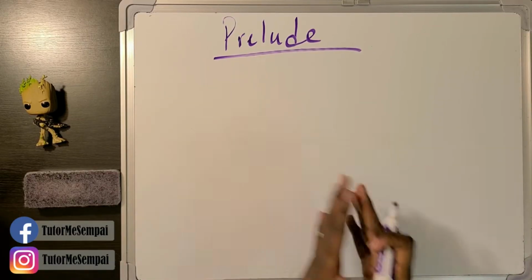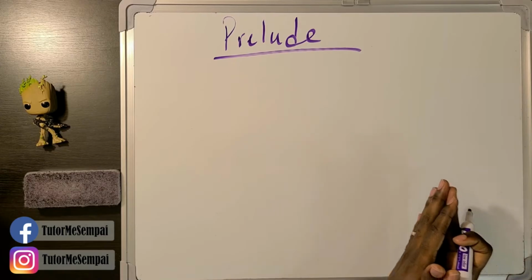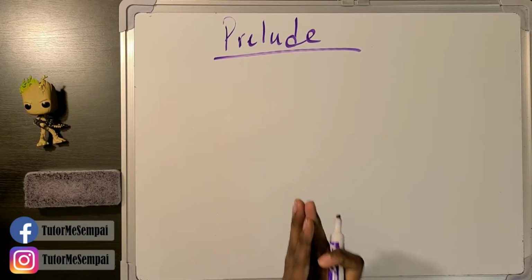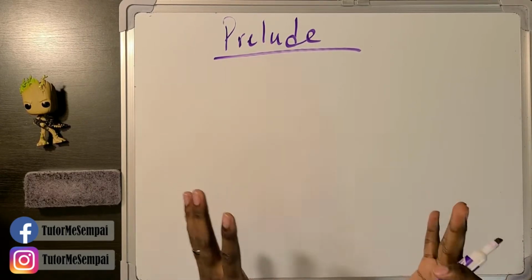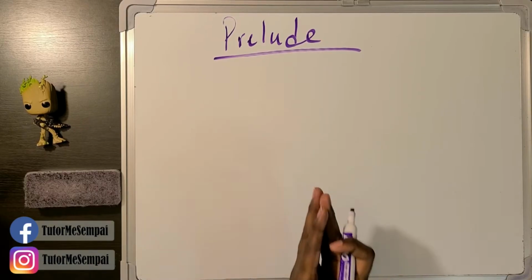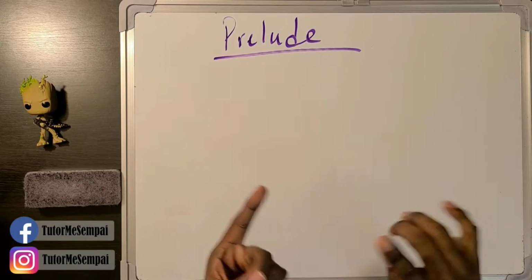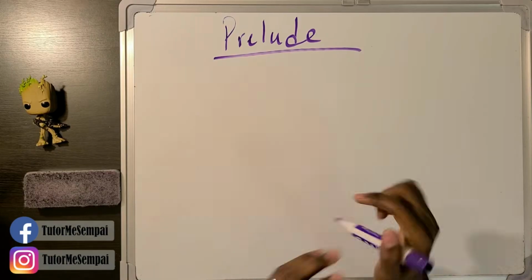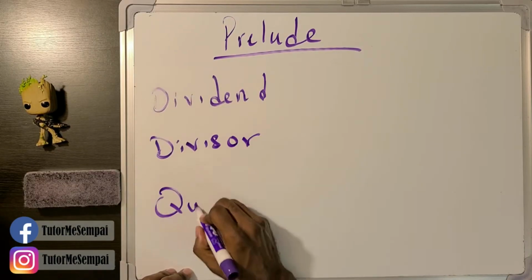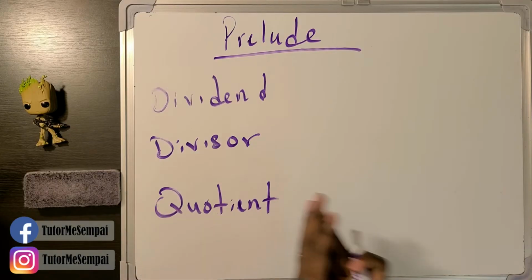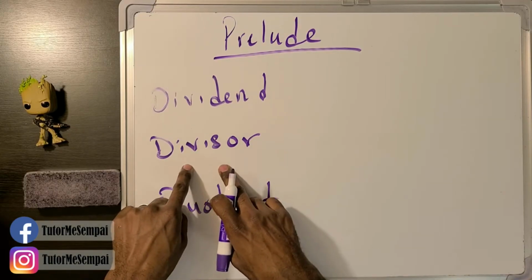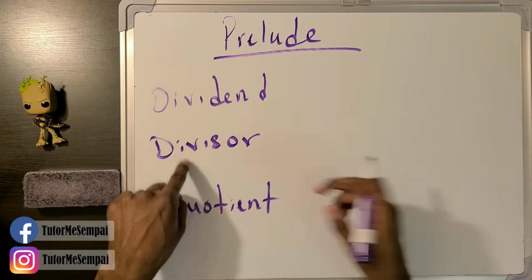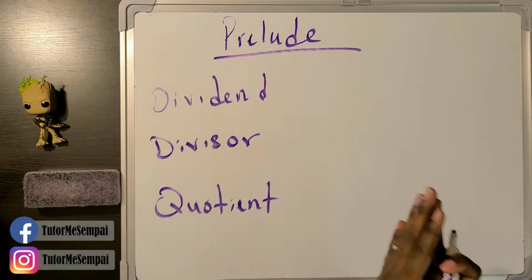But before we jump into our 3 different ways of doing the area model, there's some definitions that you have to make sure you understand first. Now, whenever we're talking about long division, you're going to have the following 3 things: a dividend, a divisor, and a quotient. Your quotient is just going to be your answer. Your divisor is what you're dividing by, and your dividend is what you are dividing.